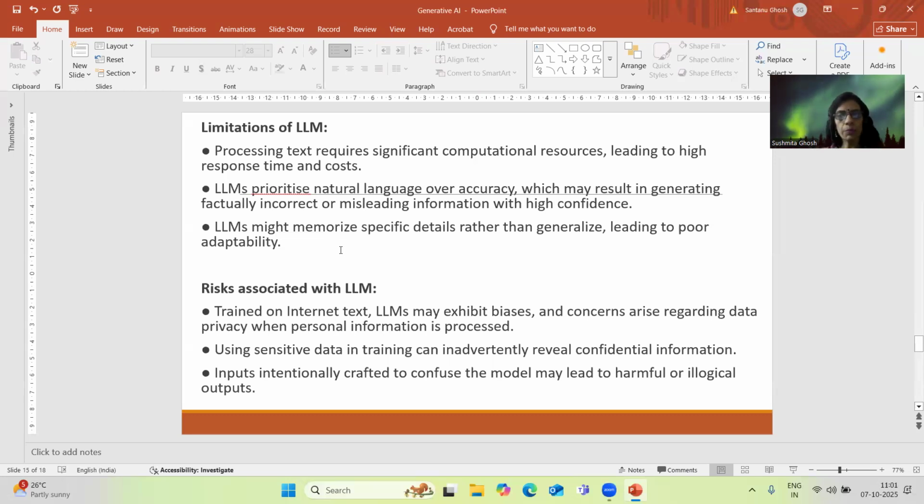If the data with which your model has been trained is biased, then your output will not be as good, as perfectly without bias, as you want. So your training data has to be bias free. That is very, very important. Now, risks involved with LLMs, or I would say any model for that matter. It says that, of course, trained on internet text, LLMs may exhibit biases and concerns arise regarding data privacy.